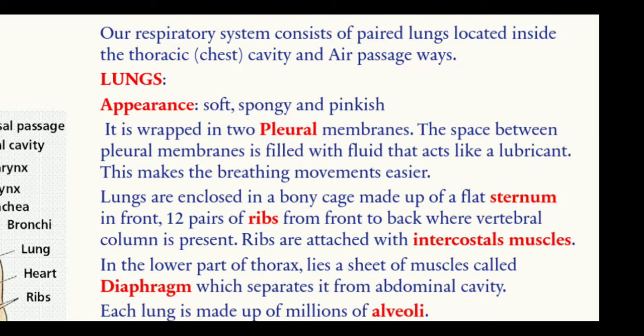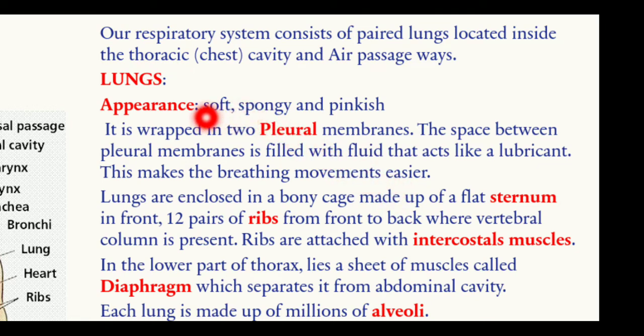Now, what does our lung look like? It is soft and spongy, and the color is pinkish. And both the lungs are wrapped in a pleural membrane. So both of them are covered with pleural membranes. The space between pleural membranes is filled with fluid that acts like a lubricant, and we know that the gaseous exchange is better when it is through some lubricant. This makes the breathing movements easier.